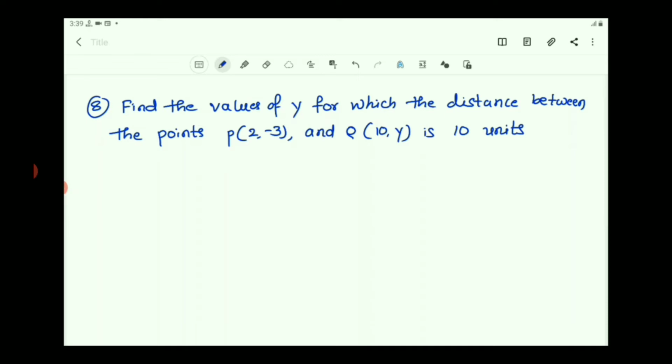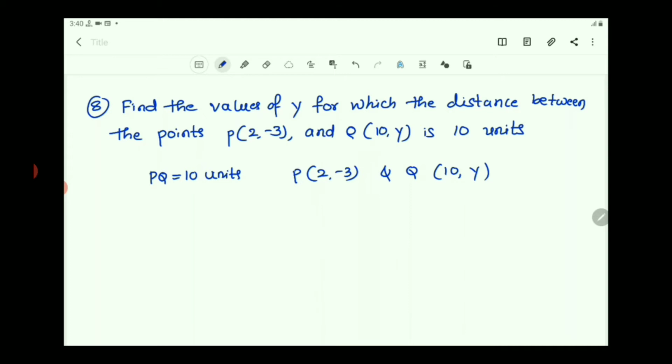Find the values of y for which the distance between the points P(2, minus 3) and Q(10, y) is 10 units. So you take here what is given: the distance between the points P and Q, PQ equals 10 units. P is a point with coordinates (2, minus 3) and Q is a point with coordinates (10, y). We have to find the value of y.